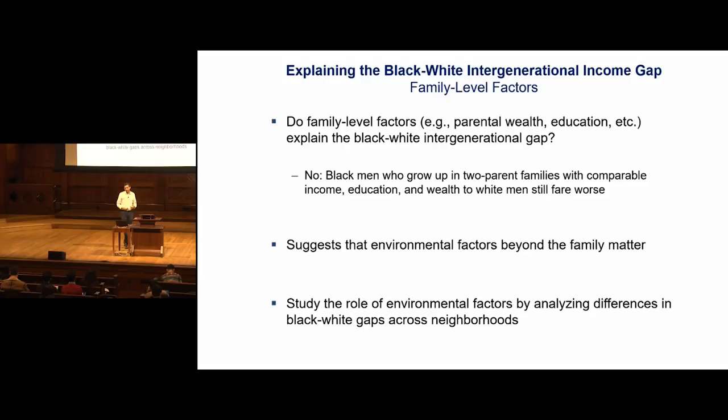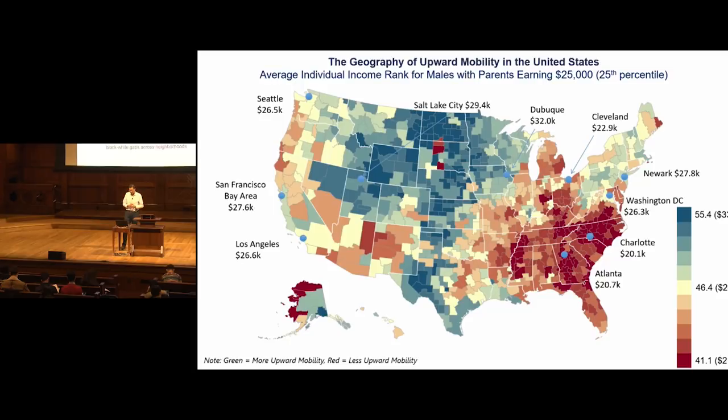Okay, so what then potentially is going on? That immediately makes you think of other factors outside the family, environmental factors, in particular environmental factors that might have gender differential effects, which seems really crucial. To get a sense of what those environmental factors might be, we're going to do the natural thing you'd think of, given the type of data we're working with. We're going to study the role of environmental factors by analyzing differences in black-white gaps across neighborhoods. And the way we're going to do that is go back to the geography of upward mobility that we talked about early on in this course.